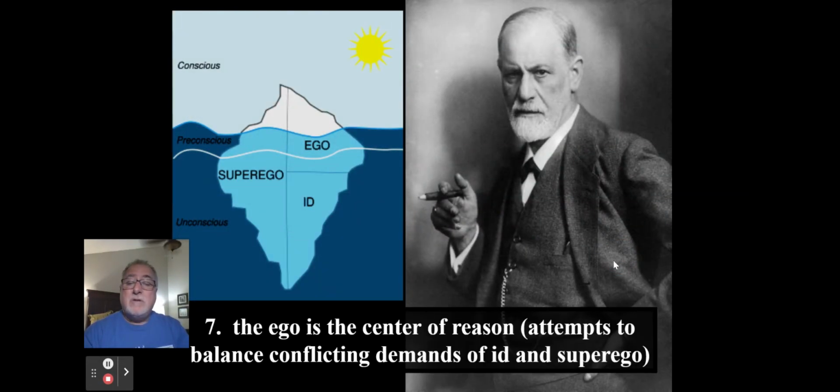The ego is the center of reason. It attempts to balance all the demands in your head. The id is "let's go," and the superego is "no." And the ego is like, okay, we can have a little bit of both. The ego is your balance. And if the ego can balance those, then the individual is healthy.